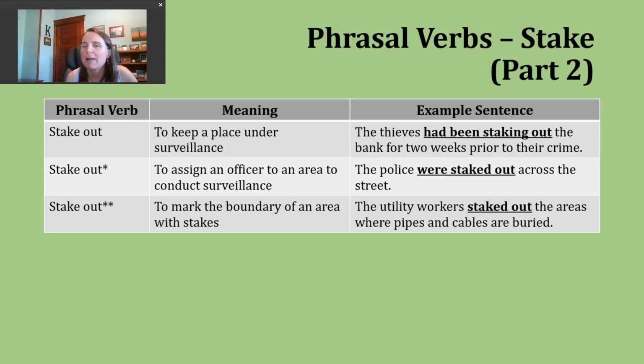An example of this might be, "The thieves had been staking out the bank for two weeks prior to their crime." This is the example of a sentence in the past perfect progressive. So kind of talking about an ongoing activity in the past there, but is now complete.